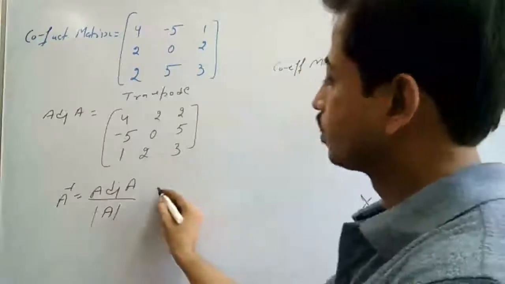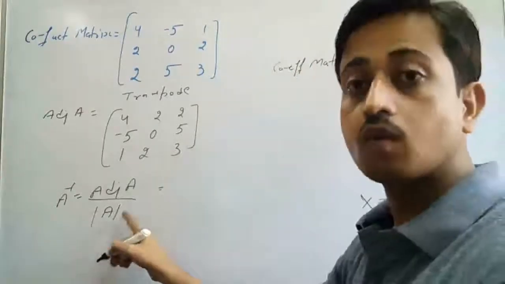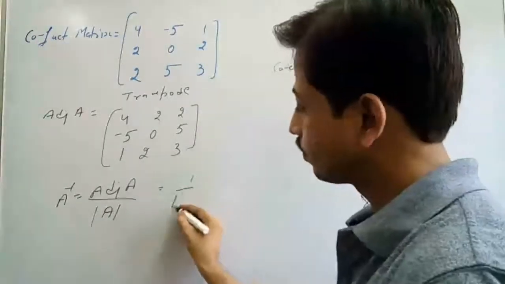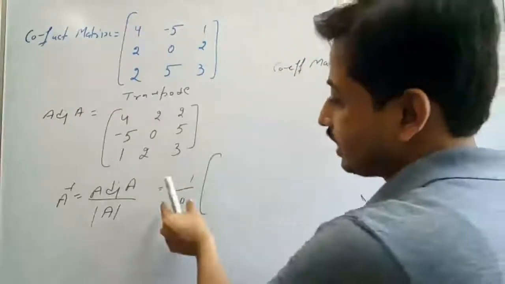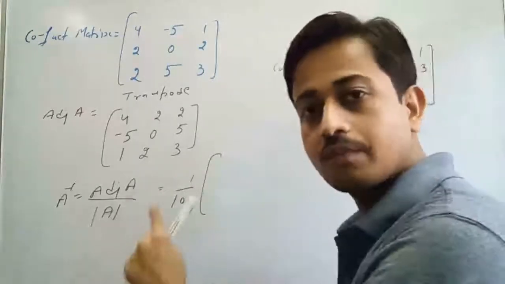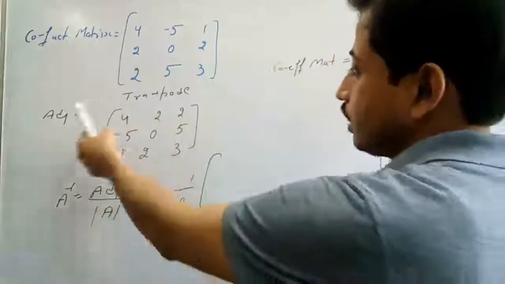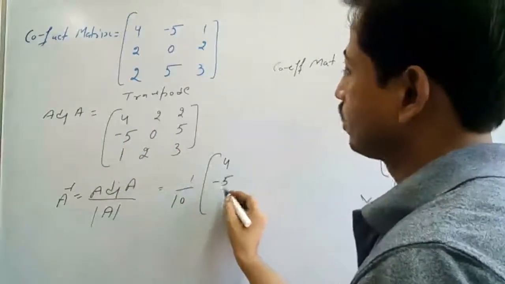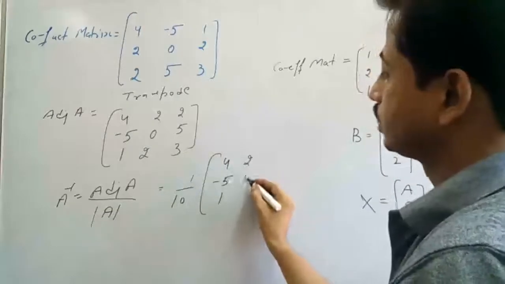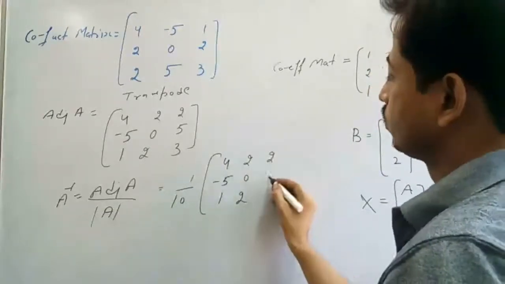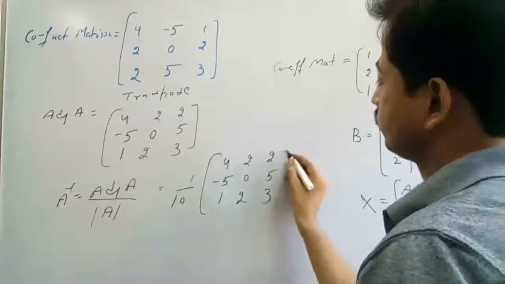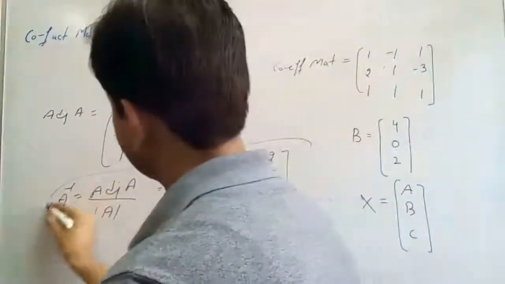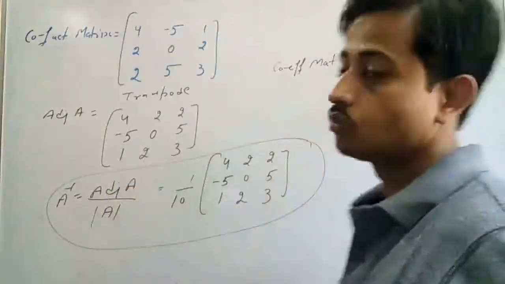Now put it in. The determinant we get is 10. So I am writing 1 by 10, because 10 is in the denominator. Now what is the adjoint? The adjoint is this: 4 minus 5 1, 2 0 2, 2 5 3. This is our A inverse.